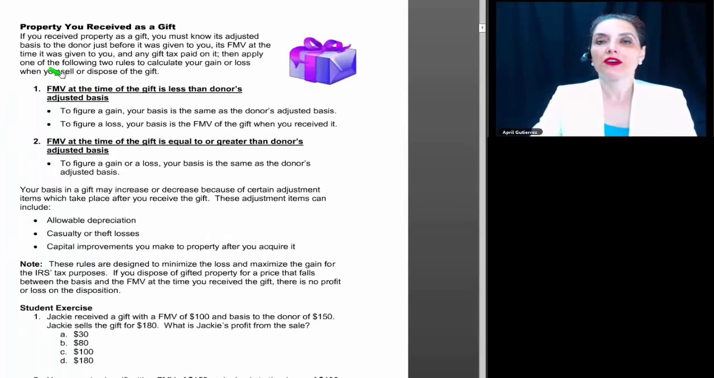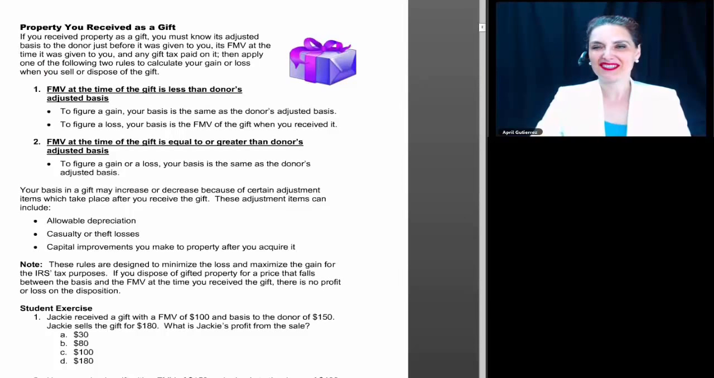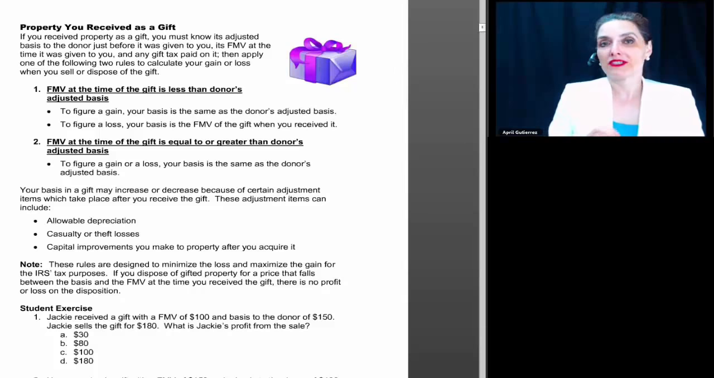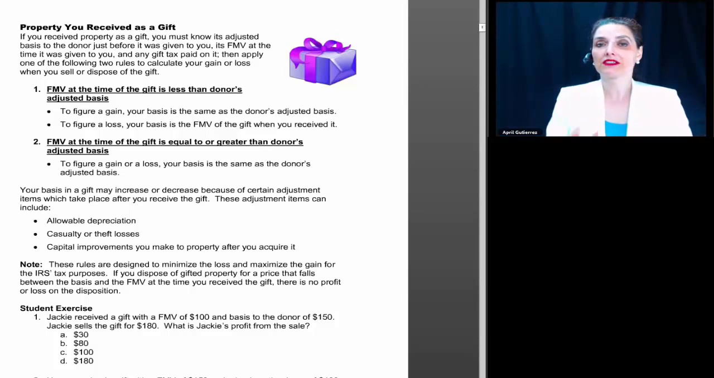So let's look first at property that you receive as a gift, because gifted property is actually one of the more complicated assets to figure basis in, because there's some special rules that relate to it. And I'm not even going to get into rules that relate to gift tax. That's a more complex area of tax law, and we're not going to get into gift tax as it affects basis today. Rather, we're just going to look at someone gave you a gift, what's your basis in that gift?